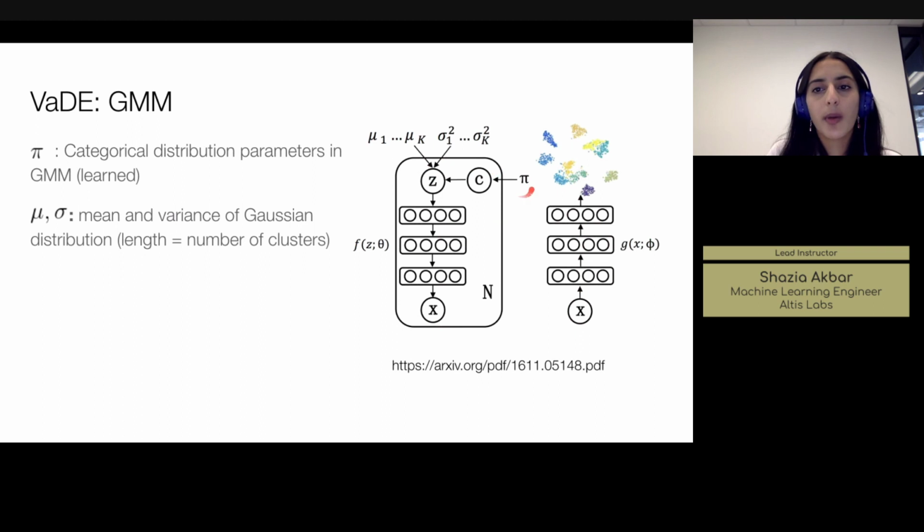So I already mentioned pi here, which is what we sampled from in order to select that one cluster that we talked about earlier. The mean and variance of the Gaussian distributions are shown here. They can also come from the Gaussian mixture model, which we saw earlier with the PyTorch code. And the K terms here are the number of clusters that we want to define within our VaDE architecture.